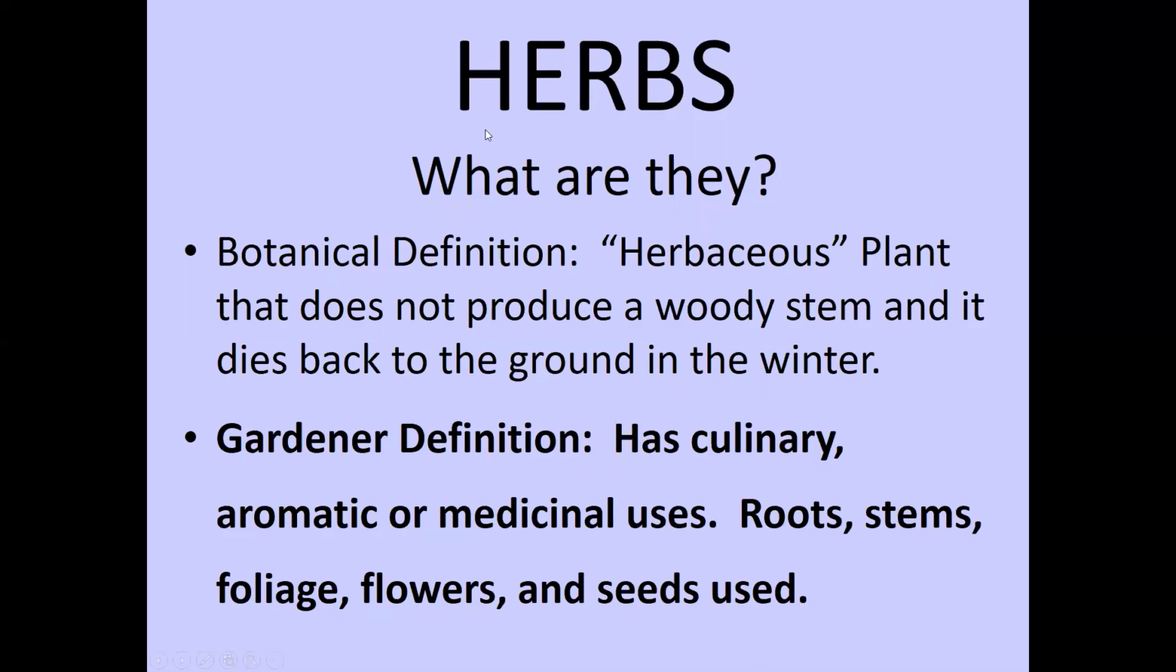So to start off, I would like to start with what is a definition of an herb. There are two basic definitions that people use when they hear the word herb. Sometimes it's the longer word herbaceous. An herbaceous plant is something that does not produce a woody stem, and it's going to die back to the ground each winter. For today's purposes, that's not really what we're talking about. Today we are going to use the gardener's definition of it has culinary, aromatic, or medicinal use. It could be the root, the stem, the foliage, the flower, or even the seed that's used on the plant. So just remember that. Sometimes these herbs may have a woody stem, and sometimes they may not. So we are going to be using this gardener's definition today.